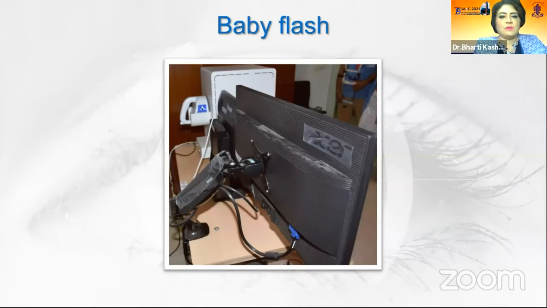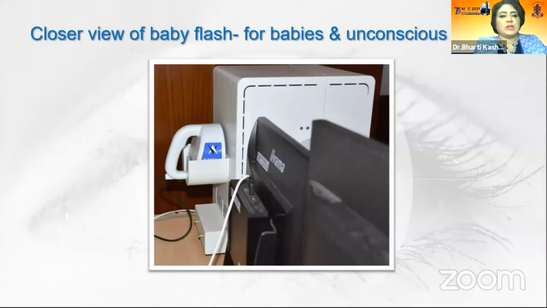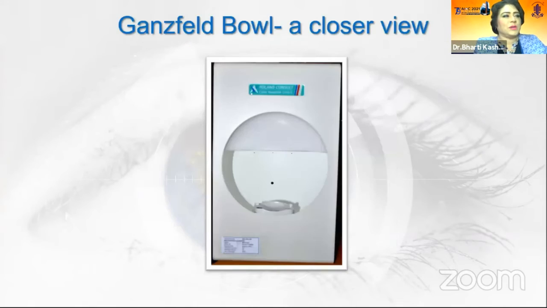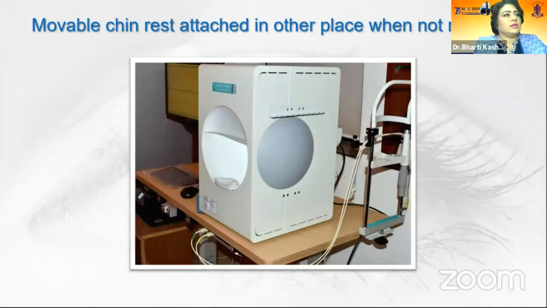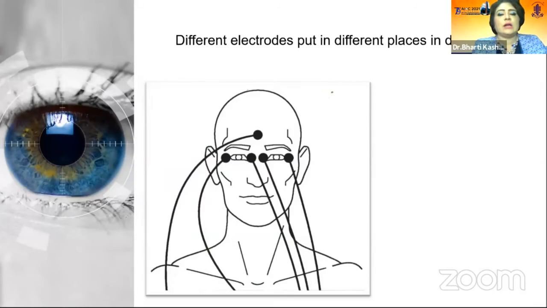This is the picture of baby flash. This is a closer view of baby flash for babies and unconscious patients. This is the Ganzfeld bowl, a closer view. This is the movable chin rest, which is attached in another place when it is not required. These are the different electrodes put in different places in different tests.